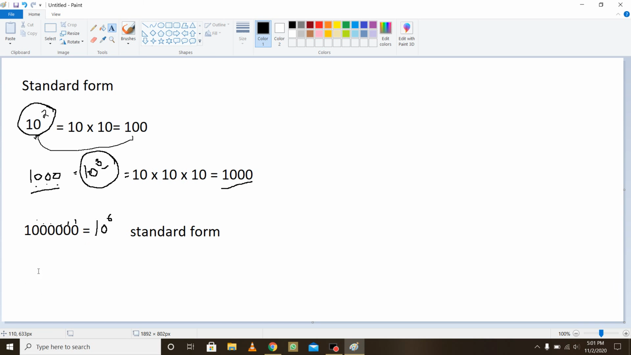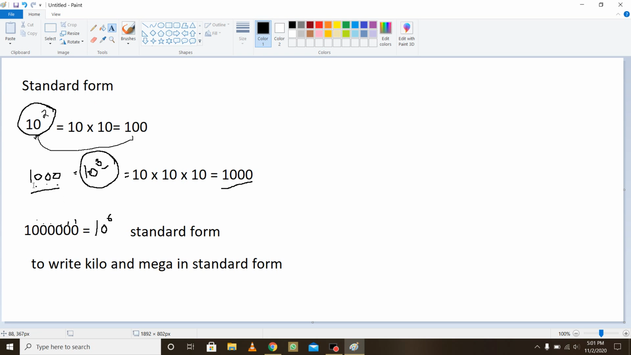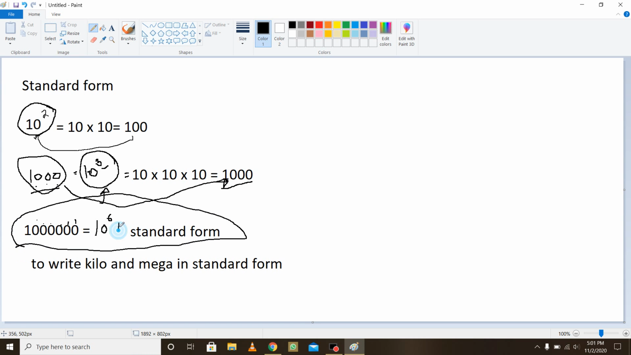A question may arise: how to write kilo and mega in standard form? As we know, kilo is equal to 1000, so that would be equal to 10 raised to the power 3. This would be the standard form for kilo. And this would be the standard form for mega, because mega is equal to 1 million units of anything, so that is equal to 10 raised to the power 6. This is mega.